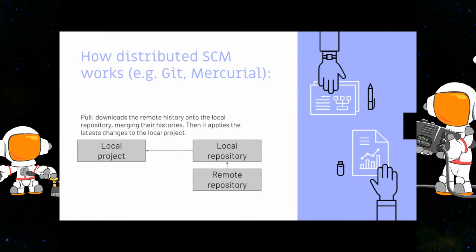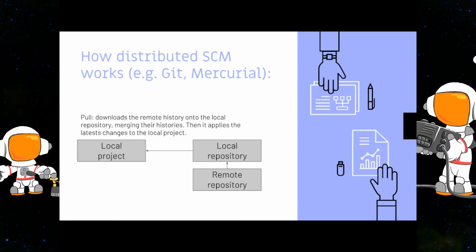Then it applies the latest changes to the local project. Now, if you're a Git fan, you're probably looking at this and screaming at me that you should instead use fetch and merge. That is true. I would recommend using fetch and merge if you're using Git or Mercurial. But pull is basically fetch and merge combined.